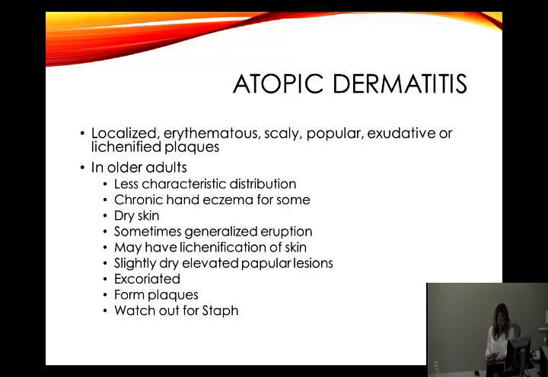So a lot of times in kids, we see it in the antecubital spaces, behind their knees. But in adults, we can see chronic hand eczema, dry skin. Sometimes it's just all over. They're just itchy, dry. They can have thickening of the skin, and that's what I mentioned here, that they may have lichenification of the skin, where it kind of looks like elephant skin, where it's just been going on for years. They've been scratching at this area. They can be slightly dry, elevated papules as well.